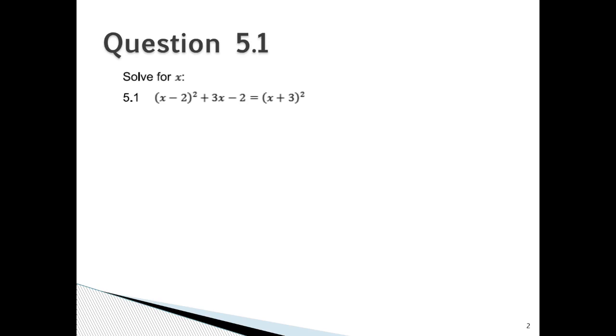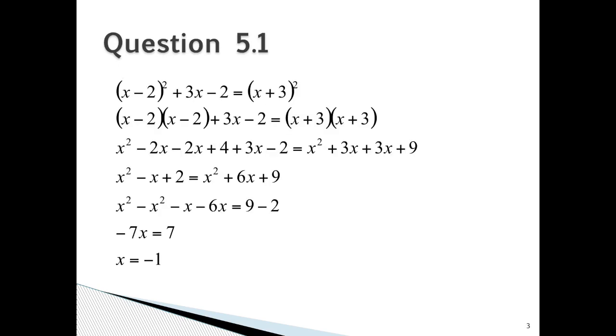(x minus 2) squared plus 3x minus 2 is equal to (x plus 3) squared. You first start by multiplying what's in the brackets out. So (x minus 2) squared is (x minus 2) times (x minus 2), and (x plus 3) squared is (x plus 3) times (x plus 3).